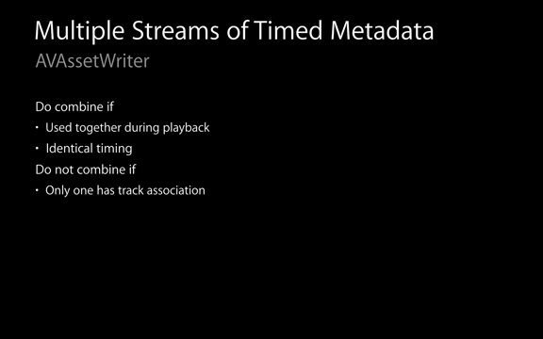And in fact, one instance where you definitely do not want to combine is if you have one type of metadata that's associated with another track in the file. So that's like our annotations are associated with the video track. But then you have another type of metadata, like location, that's associated with the entire asset. You don't want to combine those into one track. Otherwise, your location in that example will become mistakenly associated with just the video track, and that's not what you want. So that's how to deal with multiple streams of timed metadata.